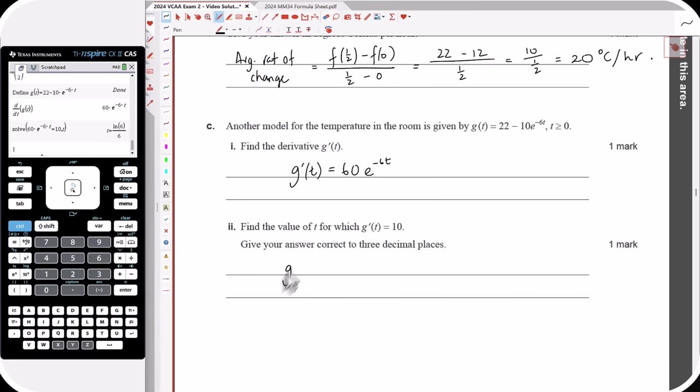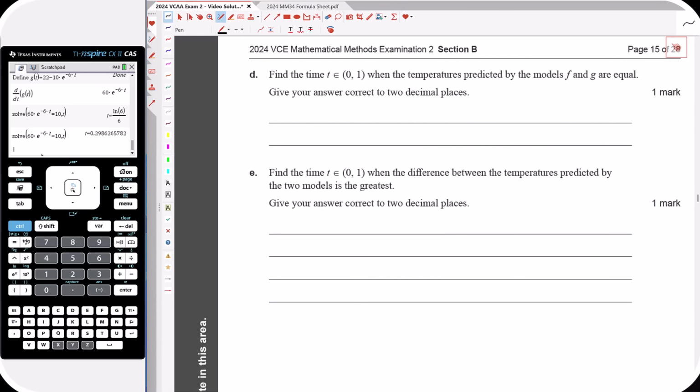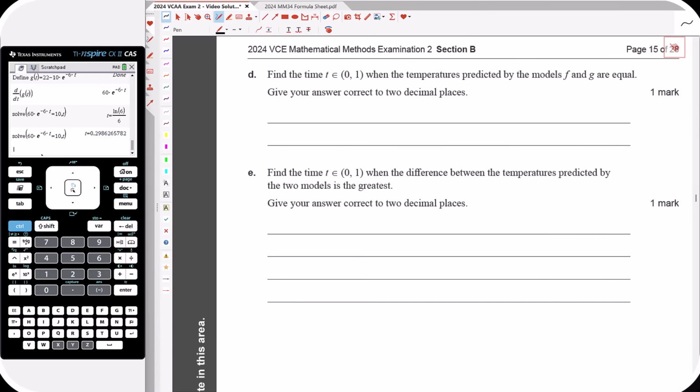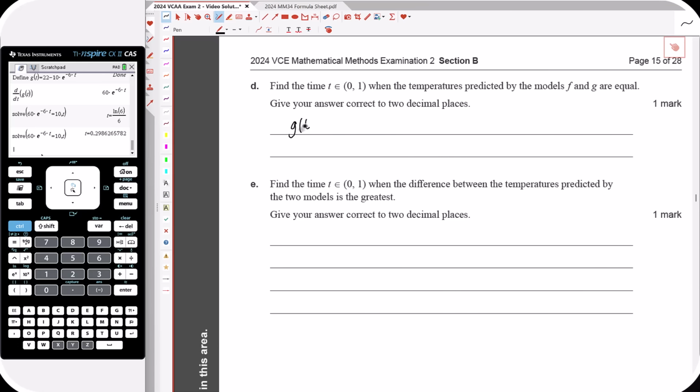So the derivative of t equals 10 gives t equals 1/6 log e of 6. We want 3 decimal places. So that is 0.299. Okay, find the time where t is between 0 and 1 when the temperatures predicted by the models F and G are equal. Okay, so we need to think about when G of t is equal to F of t.